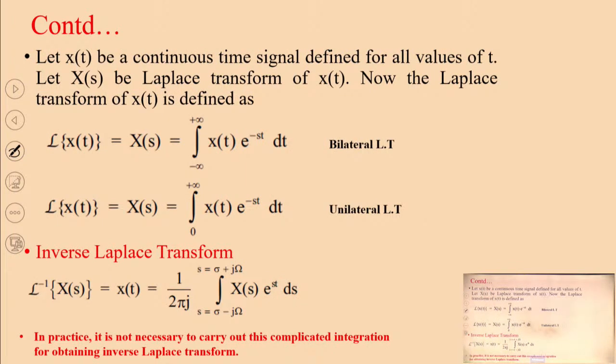Laplace transform comes in two ways, one is bilateral Laplace transform, another is unilateral Laplace transform. Previously you have seen the CTFT equation, x(t) into e to the power minus j omega t, but this time in place of j omega we are using e to the power minus st. Why are we calling it bilateral? Because the limit is from minus infinity to infinity, meaning we take both causal and anti-causal signals. In the unilateral case the limit is from 0 to infinity, meaning we are only taking the right half of the S plane, whereas here we take the complete S plane.